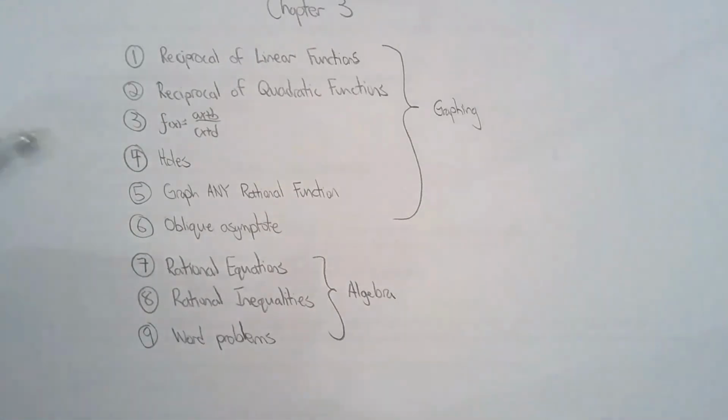Okay, so I would say these last three things we did is the algebraic component of the unit. So combine them together, and that's the whole unit. So hopefully you had fun learning about rational functions.